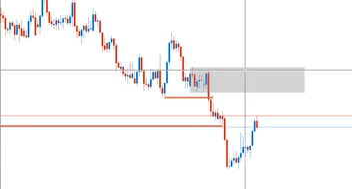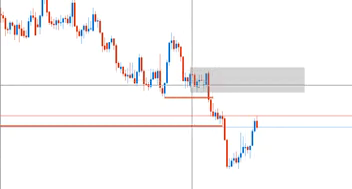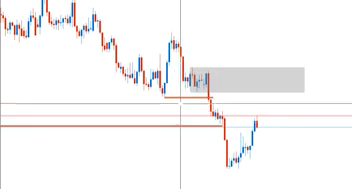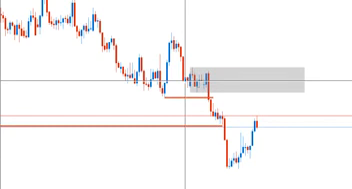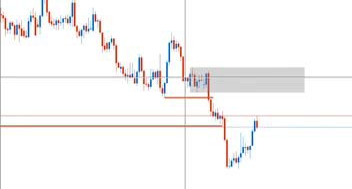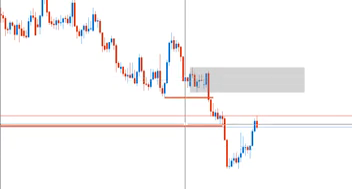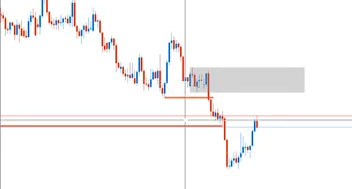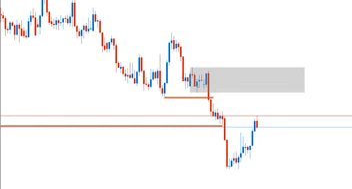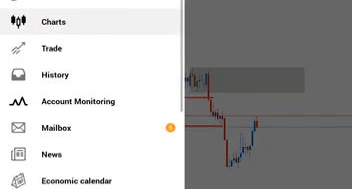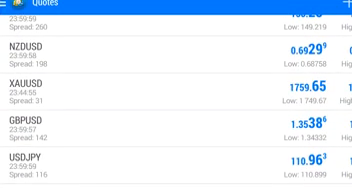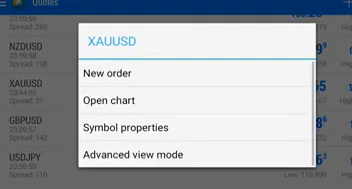So what are we expecting from NZD USD this week? We expect a retracement back to this daily OB before price pushes down. That's NZD USD. Let's look at gold.